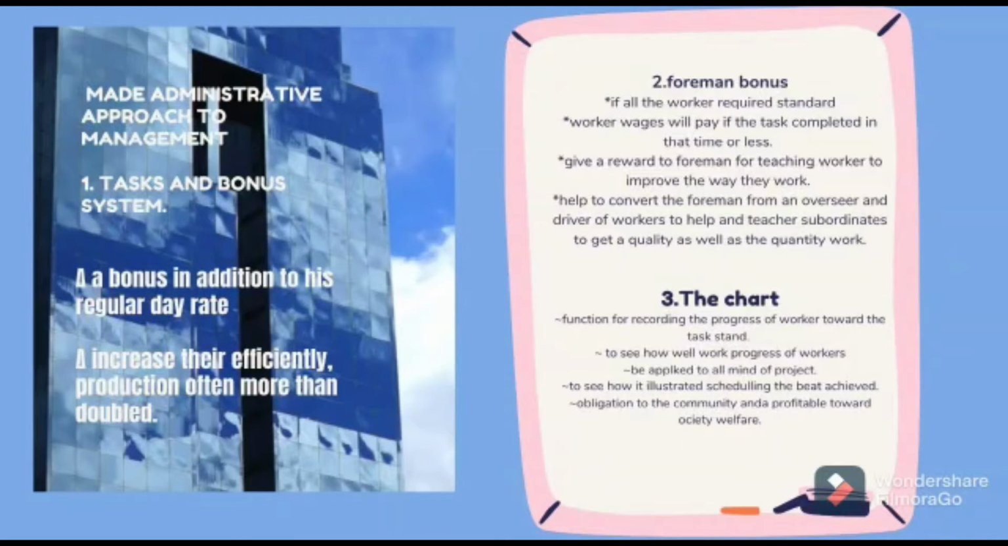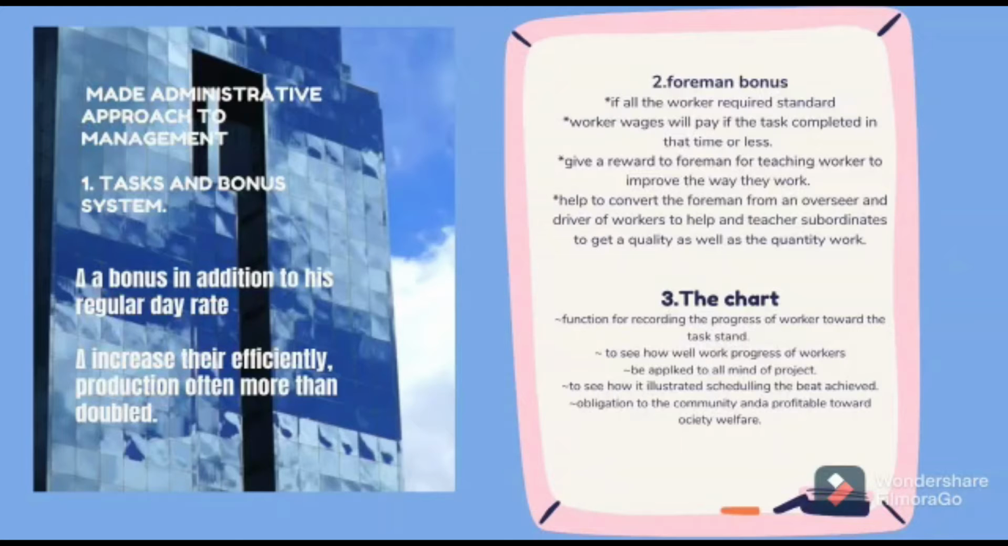Second is the foreman bonus. If all the workers reach the standard, workers' wages will be paid if the task is completed in the time given. A reward is given to the foreman for teaching workers to improve the way they work. This helps convert the foreman from overseer and driver of workers to one who helps and teaches subordinates to get quality as well as quantity of work.